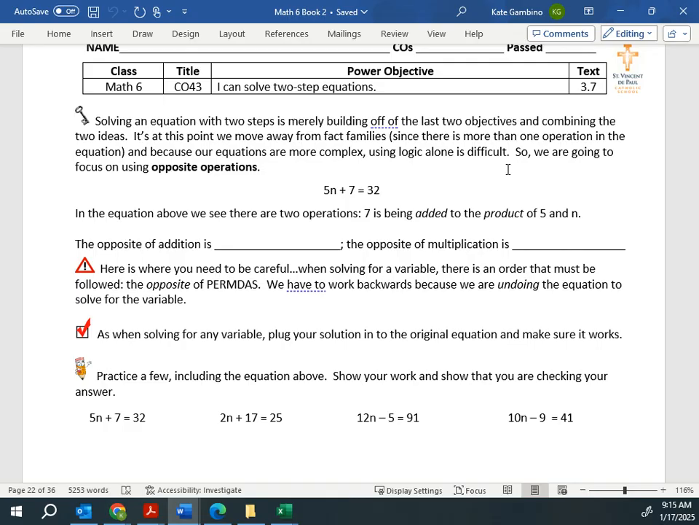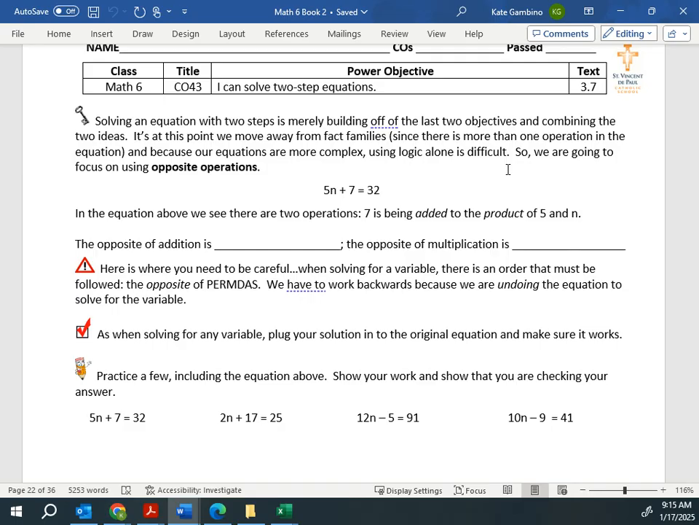It's at this point that we're no longer going to say, yeah, you can do the fact family or you can do the logic question to solve the problem. Now we have to do the opposite operations. And there's a very particular way that we're going to set it up. You might be able to do some mental math to figure out how to solve it, or to do some sloppy math to figure out how to solve it. That is not going to help you in the future.